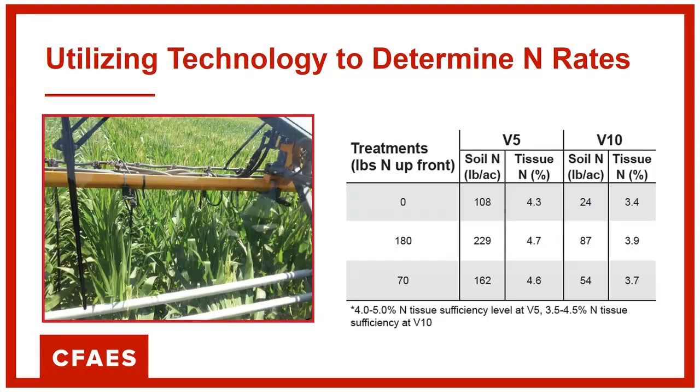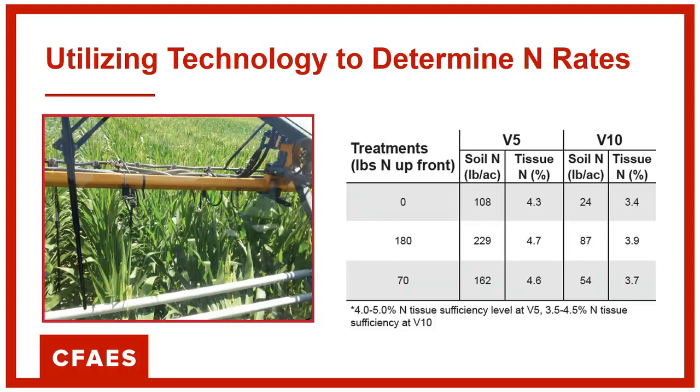Then we go to the next trial. In this trial, we had V5 and V10 again, pulled the tissue test up front, 0 pounds, 180 pounds, and 70 pounds of nitrogen. And you see those same similar trends, that we can find it in the soil, our nitrogen was sticking around. The V5, without any nitrogen put on, 108 pounds of soil available nitrogen.